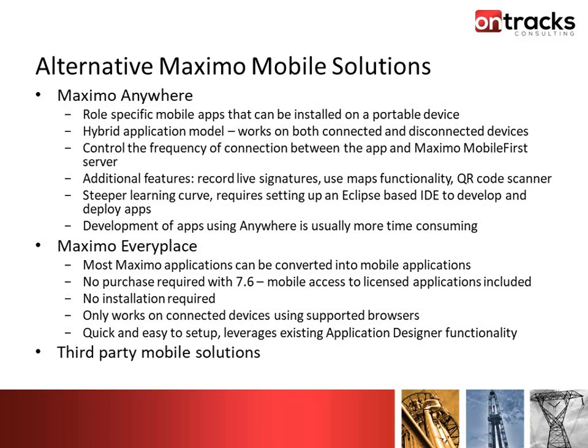the disconnected mode, and it provides control over how often the app connects to what's called the mobile first server, which is basically an application server that helps distribute Maximo apps to mobile devices. So you can control how often you connect to the internet over the mobile first server to fetch the latest data from Maximo. It also lets users record live signatures, leverage the maps and QR scanning functionality of modern touchscreen devices. So it does have all of these advantages over Maximo Everyplace.